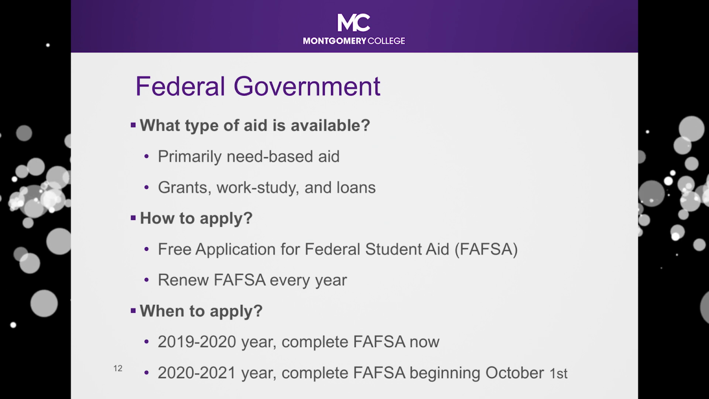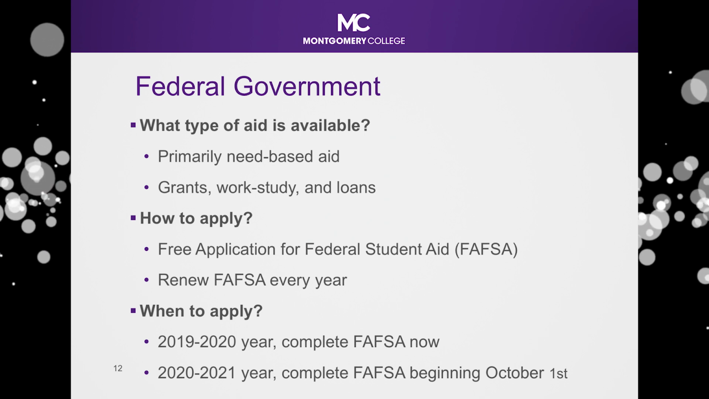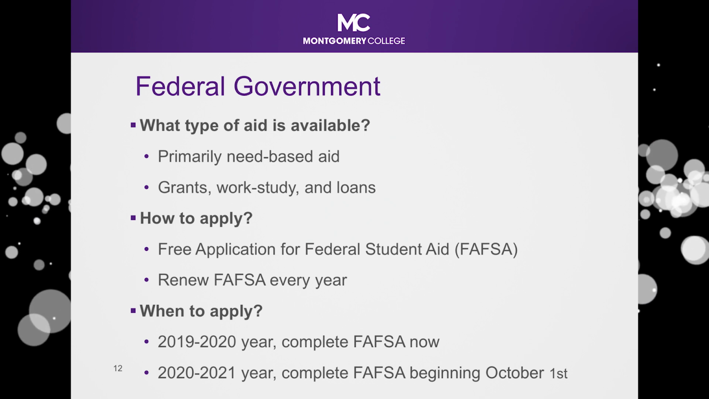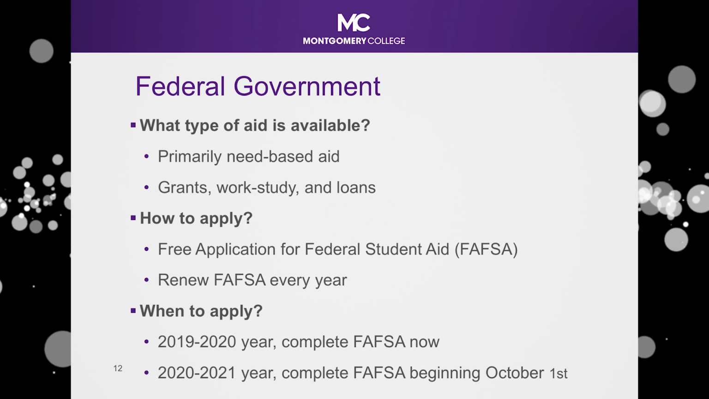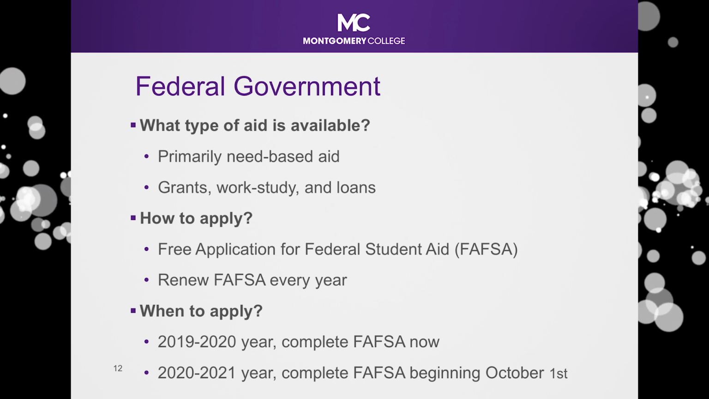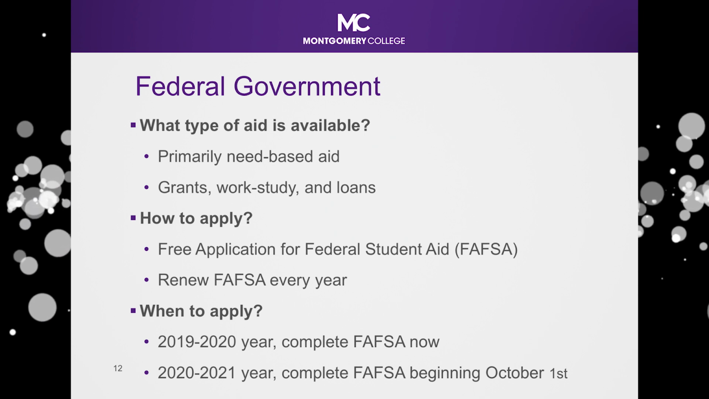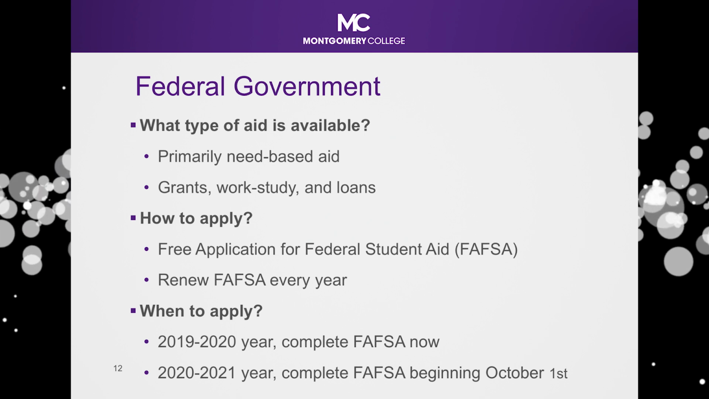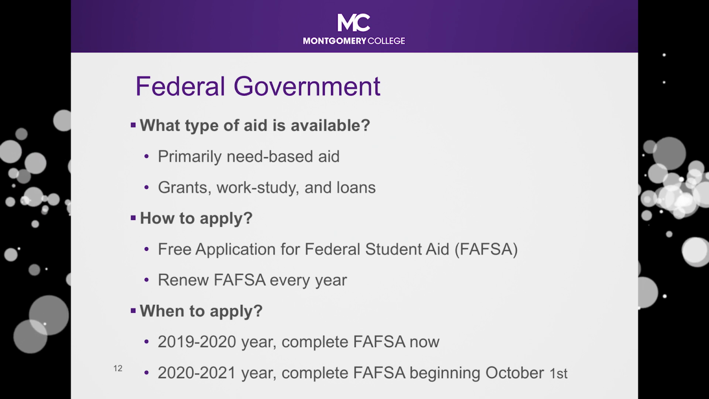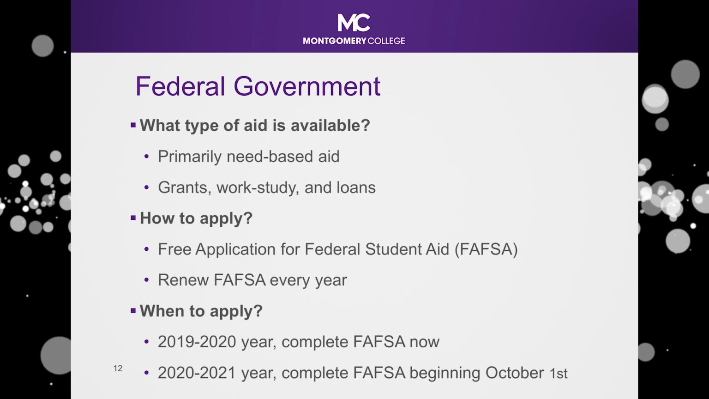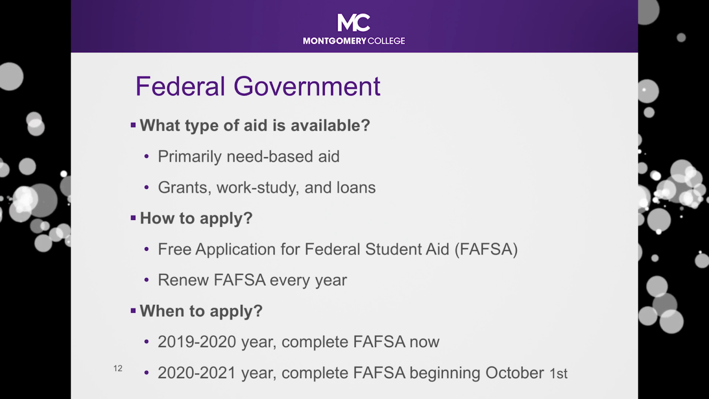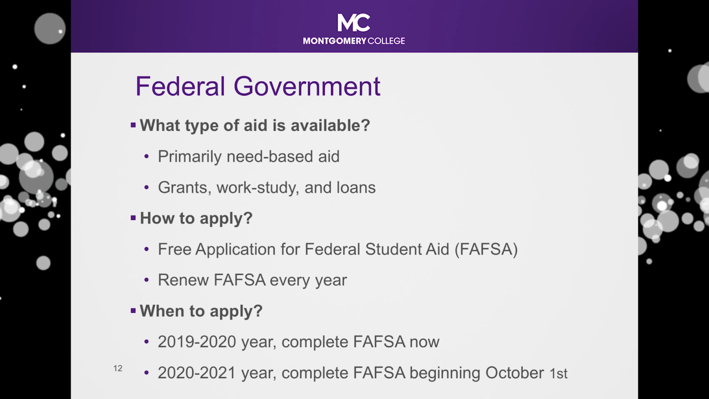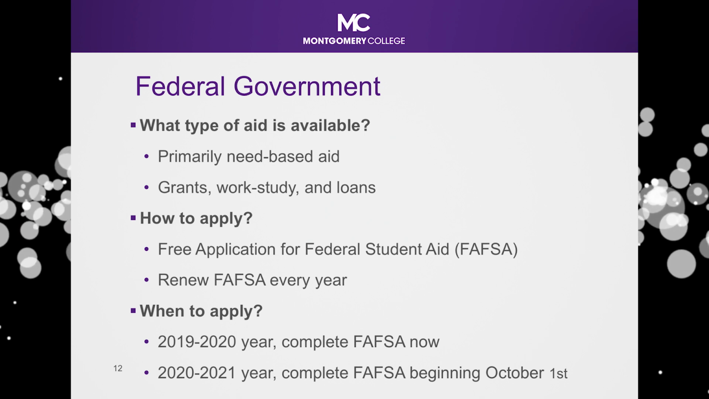When do you apply? For the 19-20 year, complete it now. If you are currently planning to be in college this fall or this spring or the upcoming summer, you want to do the 19-20. So even if you are a senior in high school and you think you may start early in summer, you want to do the 19-20. If you're going to start in the fall of 20, you want to do the 20-21. They are always now available on October 1.